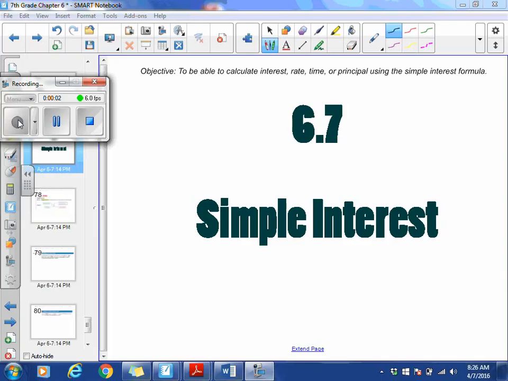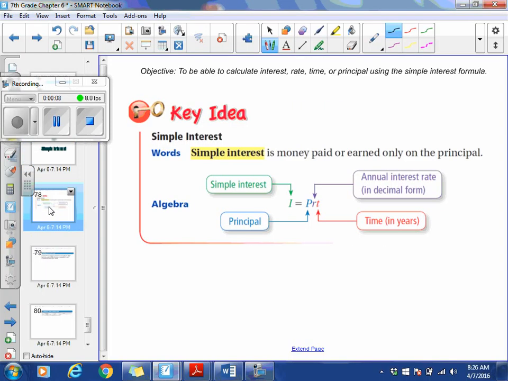Your goal when watching this video is to know what interest is and to know how to calculate simple interest. So we're going to start by defining what interest is. Interest is money that you get paid to have your money in the bank.